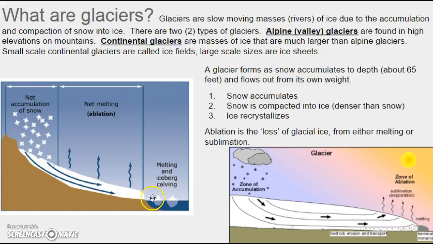And it can also be calving. Sometimes an alpine glacier flows into a body of water, so calving can be another process. So you have this net accumulation. It then flows outward and eventually has an ending location to it.